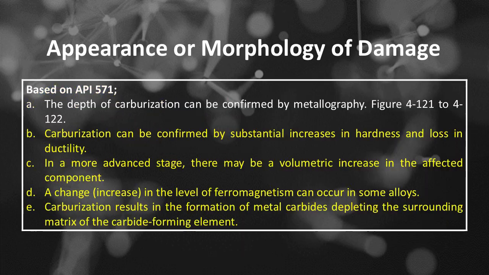35X. Number B, carburization can be confirmed by substantial increases in hardness and loss in ductility. Number C, in a more advanced stage, there may be a volumetric increase in the affected component. Number D, an increase in the level of ferromagnetism can occur in some alloys. And number E, carburization results in the formation of metal carbides, depleting the surrounding matrix of the carbide-forming element.